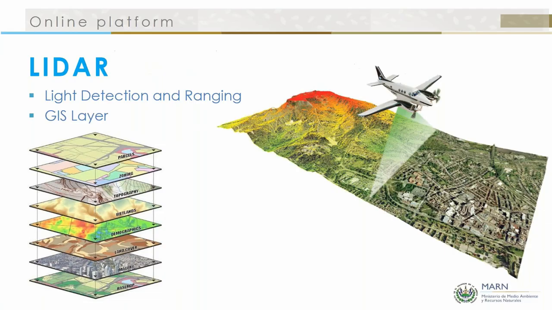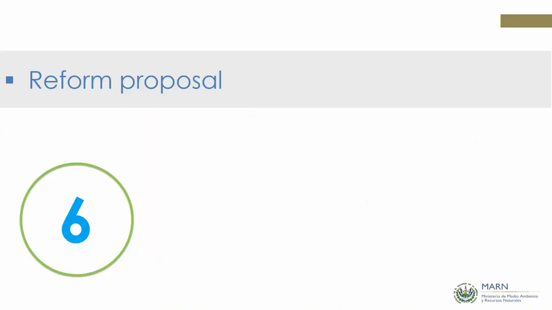We can see in the next slide, the LIDAR. And the resolution of this information is just 1 meter. So we have a very good resolution for the information. We are starting to change the maps, transforming them to a more specific and better resolution scale for the decision making process. And finally, the reform proposal.